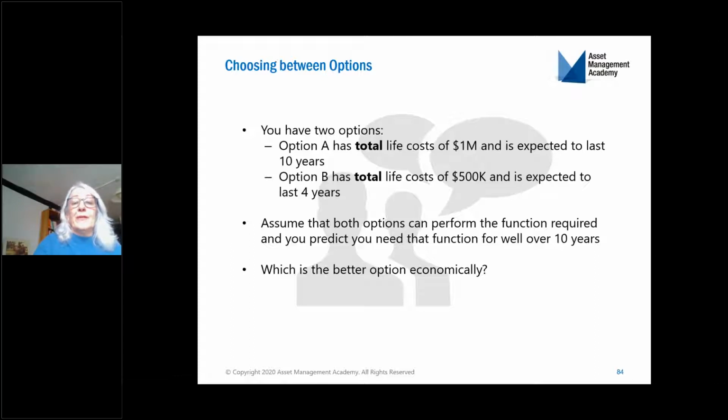First of all, instead of looking at upfront costs and hand-waving about future costs, we should actually work out what each of these asset options costs in total. That is what it costs to buy, install, operate, maintain, dispose, refurbish, everything across the time we own that asset. So this question has changed from looking at the upfront costs to the total costs. In this case, option A has total costs across the life cycle of $1 million and is expected to last 10 years. Option B has total costs of $500,000 and is expected to last 4 years.